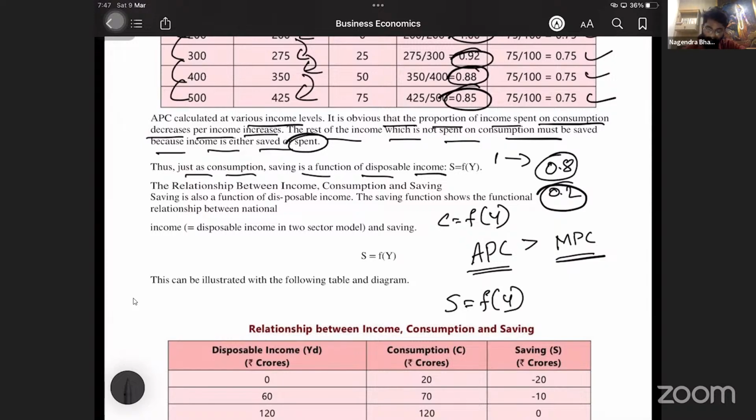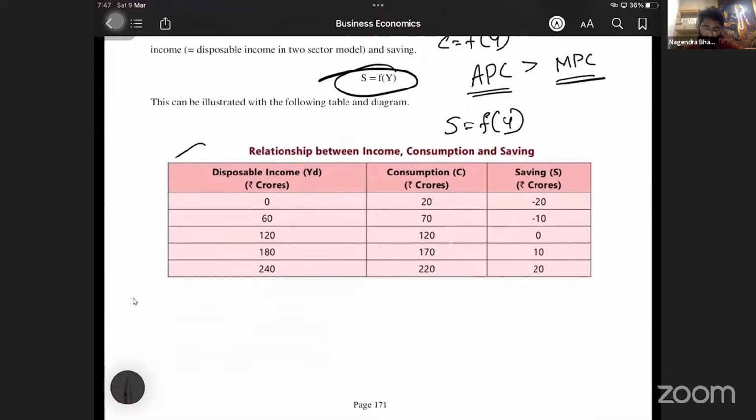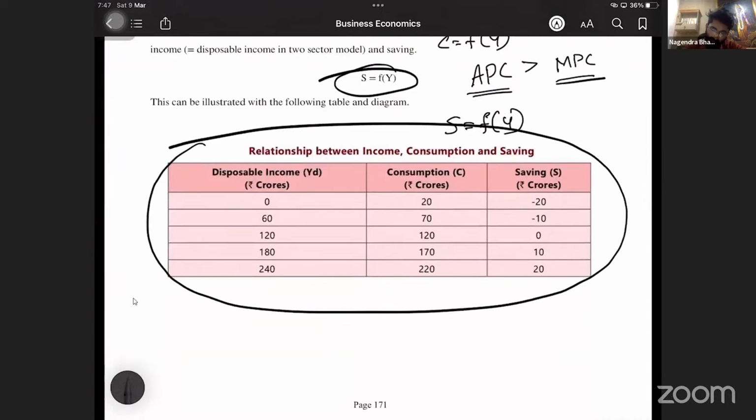The relationship between income, consumption, and savings. Saving is also a function of disposable income. The savings function is given here. S is equal to f of y. It is better explained with the help of this table.